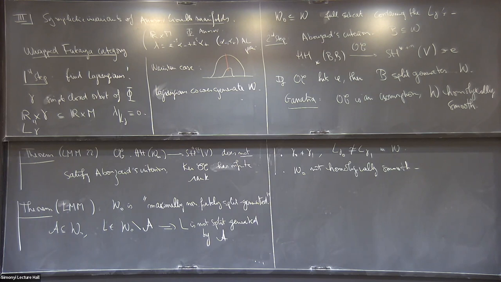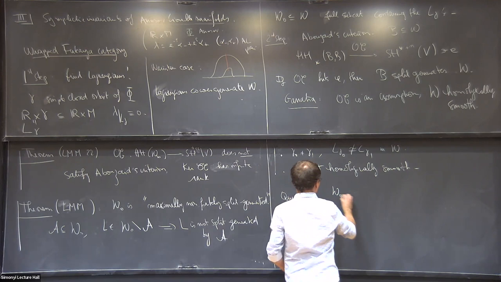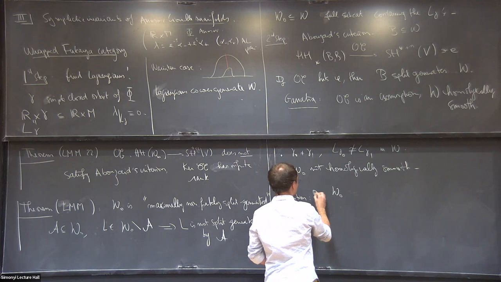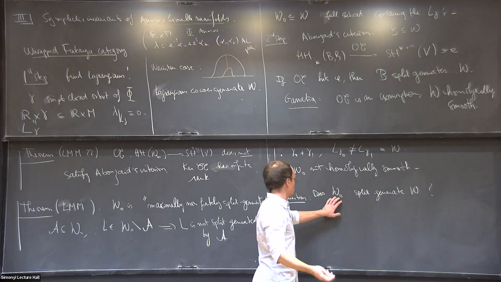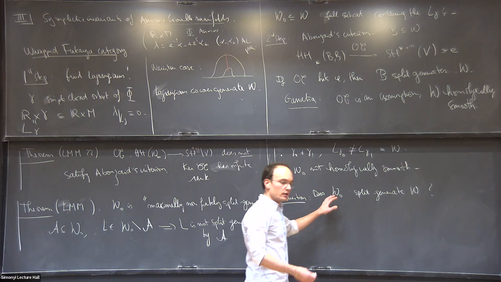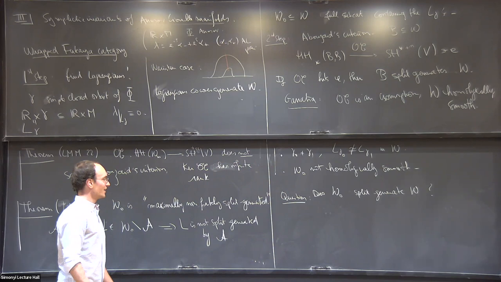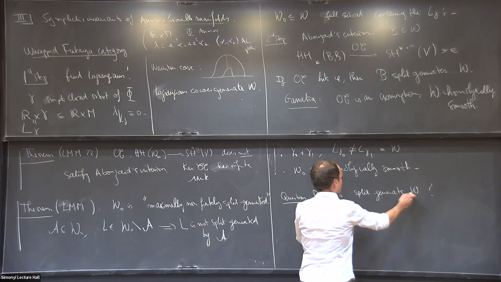And maybe I'll finish with my question. A priori, this doesn't say anything about whether W0 does generate W. So actually, we don't know if this is true or not. And actually, we are not able to find exact Lagrangians that are not in the split closure of W0. We can construct, in some cases, interesting exact Lagrangians, but they are always essentially geometrically coming from these cylinders over the orbits. So we don't really know if there is a gap between W0 and W, or there are more Lagrangians that we cannot see.